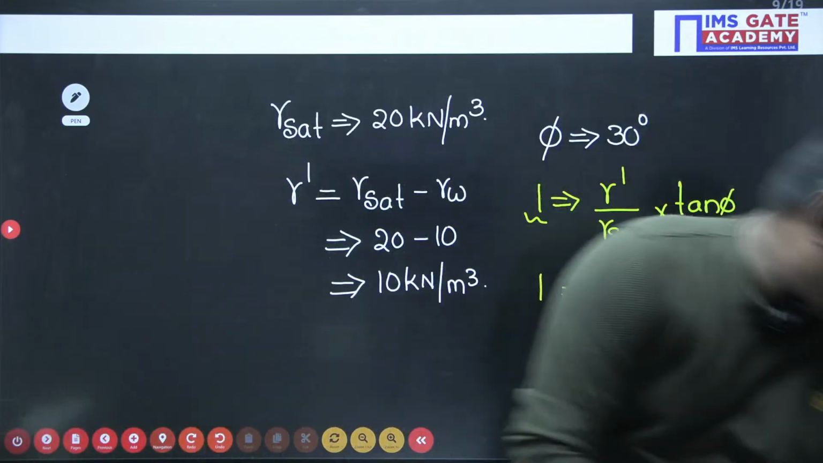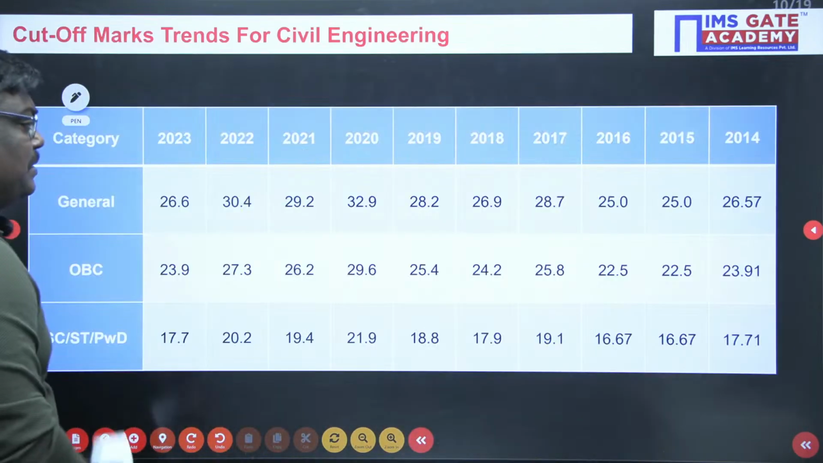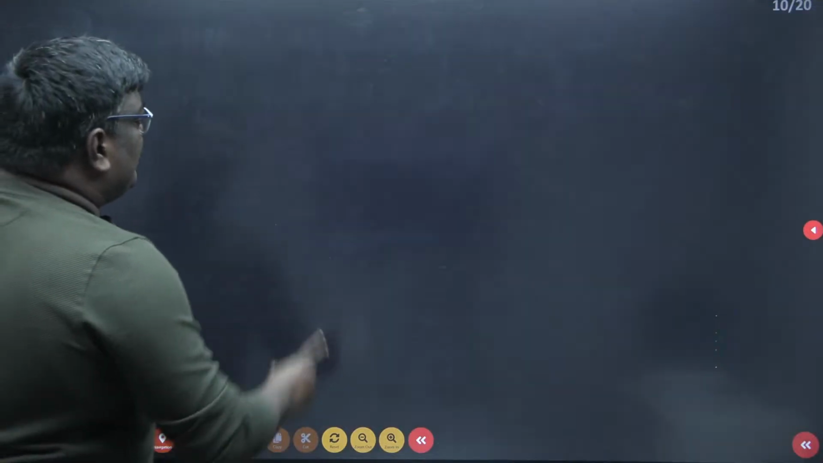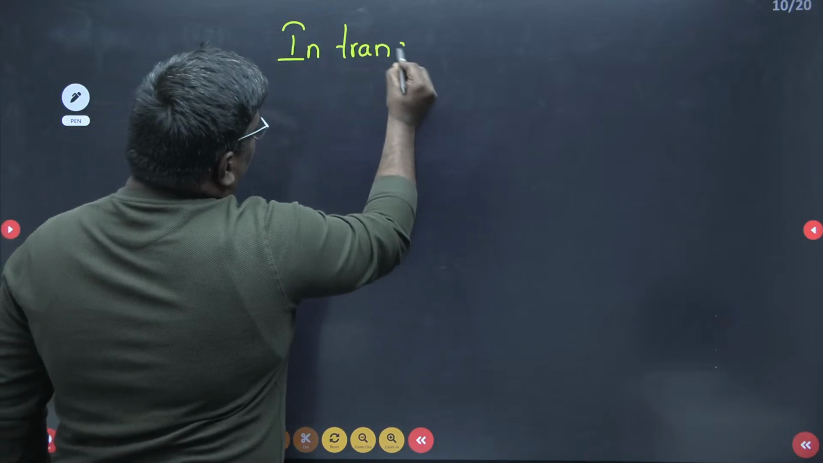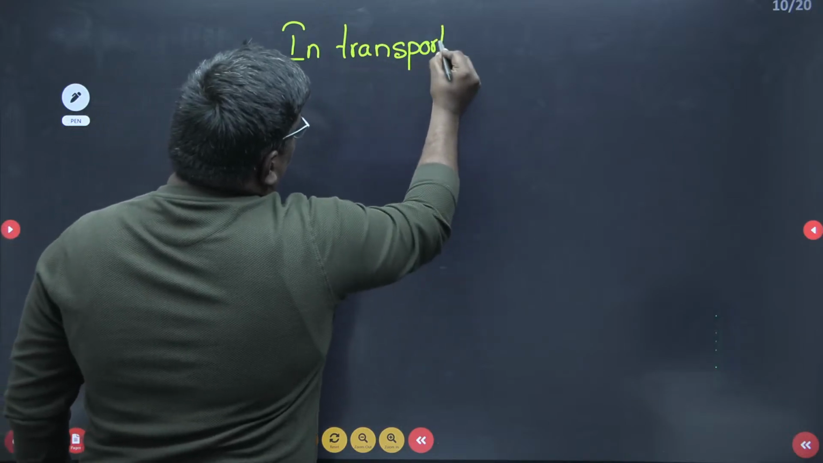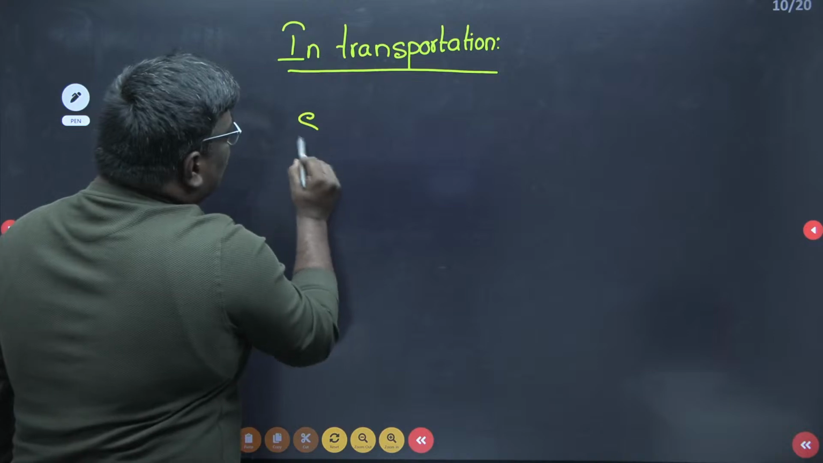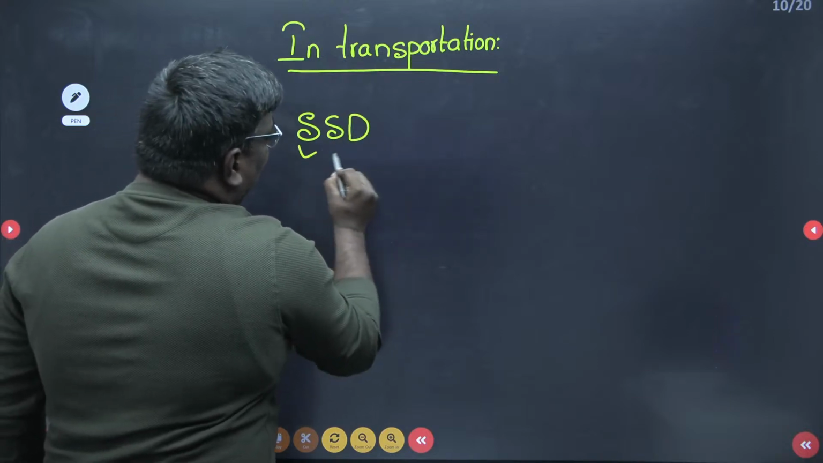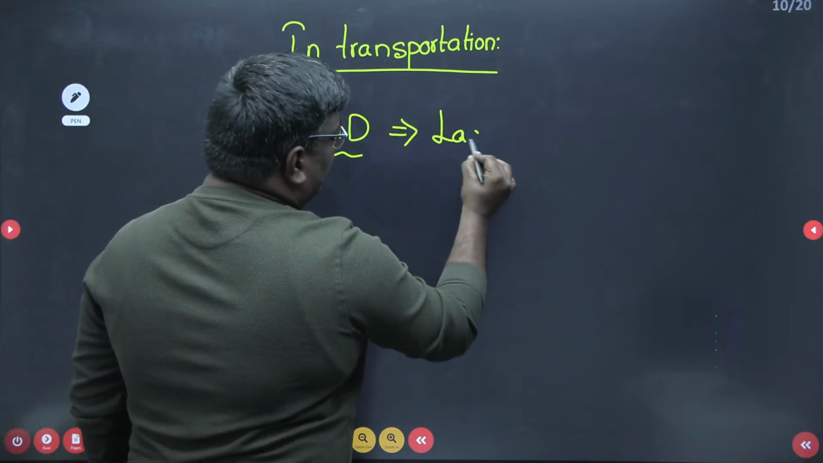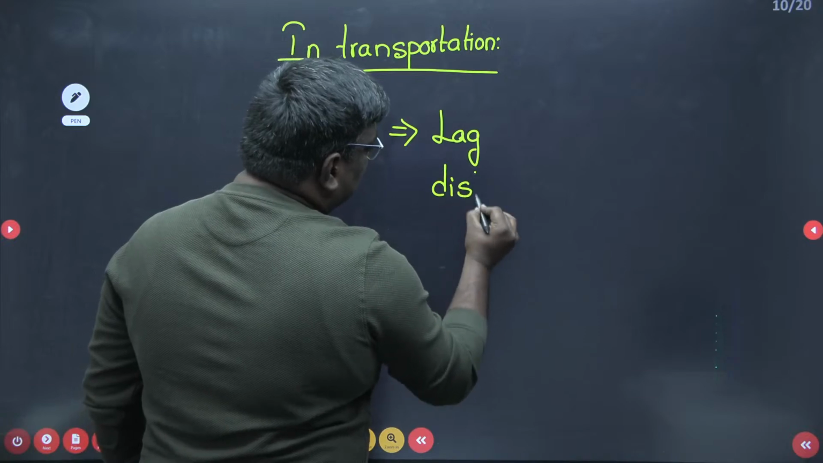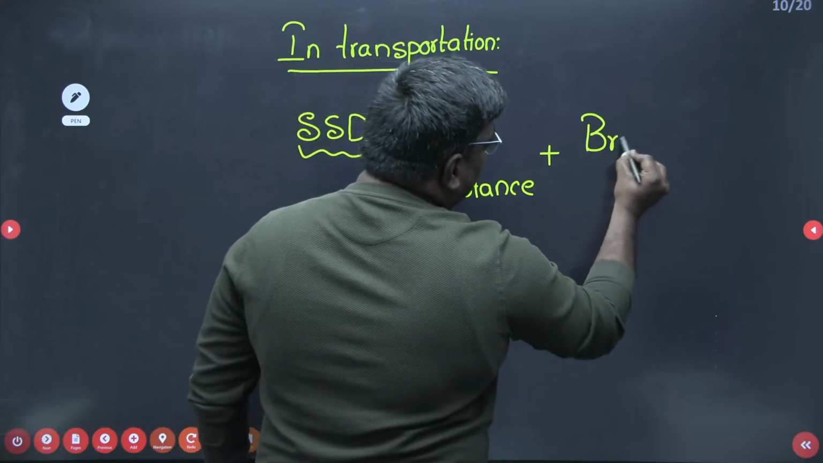So my dear students, there is also a question from transportation, sir. In transportation, the question is from stopping sight distance. I have told you, stopping sight distance can be written as lag distance plus braking distance.